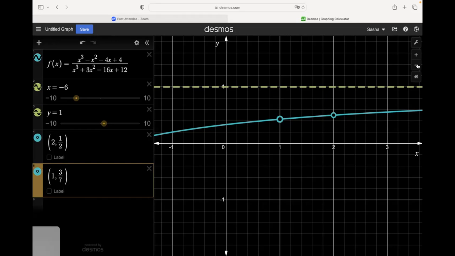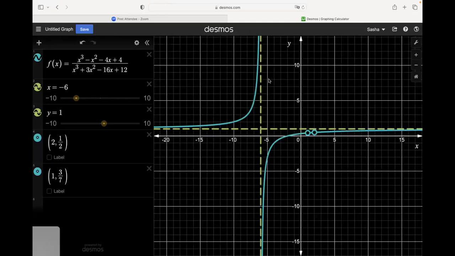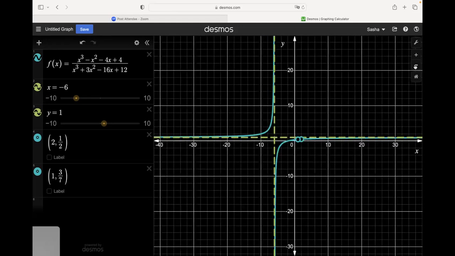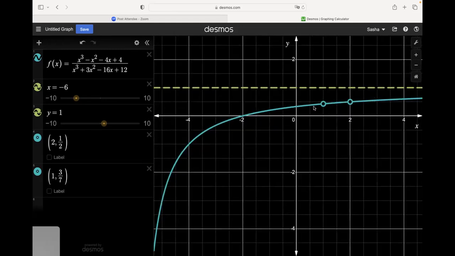Okay, now let's zoom out. All right, it looks like our graph got the vertical asymptote x equals -6, the horizontal asymptote at y equals 1. Notice that the function gets infinitely close to x equals -6 as we approach from the left and right. And then the function values are approaching these two open circles as x approaches 1 and 2. As x approaches 1, we get very close to that point. As x approaches 2, we get very close to that point.